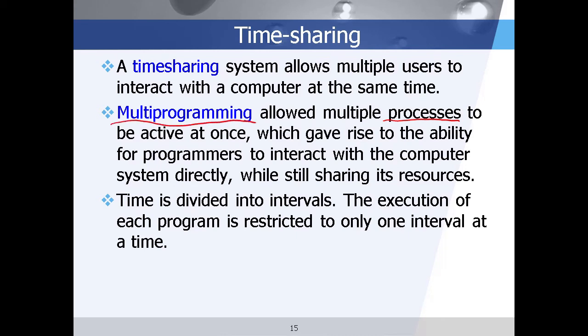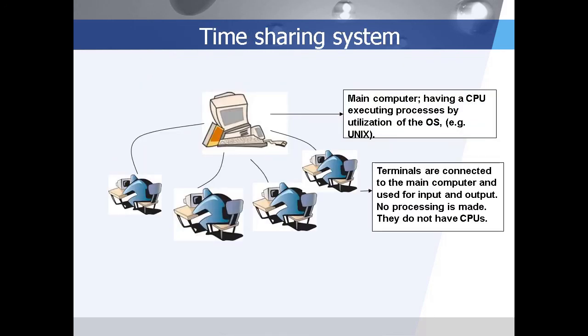By using multiprogramming, we can load multiple programs into the main memory, and then we can run the multiple programs on the single CPU. But of course, we cannot run multiple programs on the single CPU simultaneously, because one CPU can only run one program at a time. So how are we going to share the CPU? We use the time-sharing technology. So we split the CPU time into small intervals, and the execution of each program is restricted to only one interval at a time. So this tells you how the time sharing works.